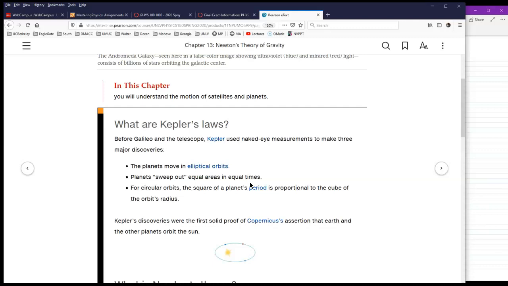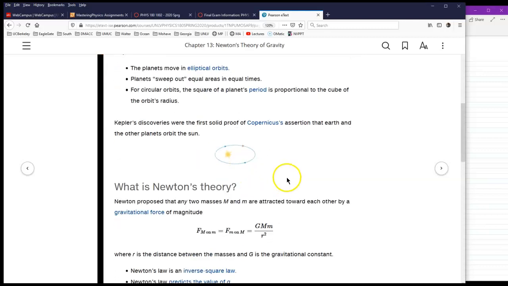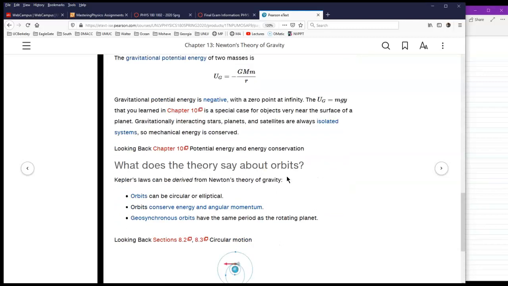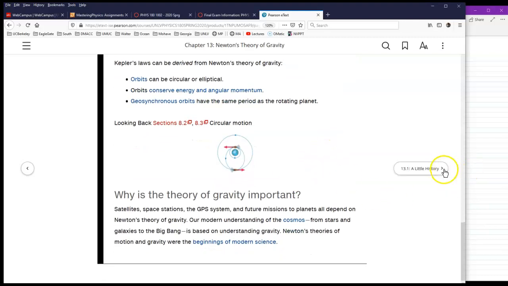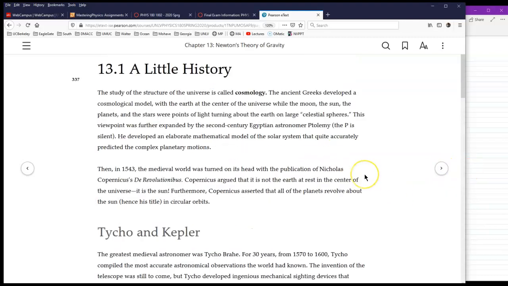Remember that this was almost 100 years before the birth of Isaac Newton, which means before the invention of calculus. He took all the data, and using the basic laws of algebra, geometry, and trigonometry, he was able to come up with the famous three laws of Kepler. I want to show them to you here. Of course, they are shown in the book, on the first page.